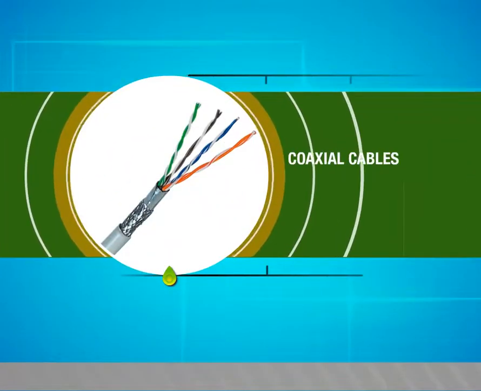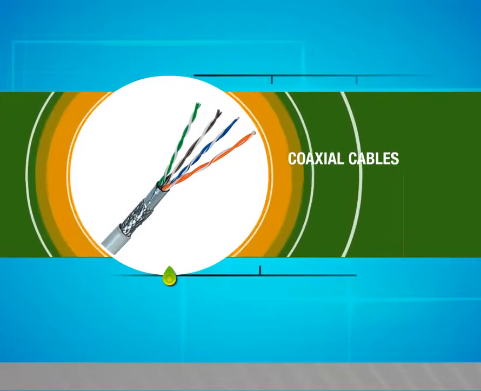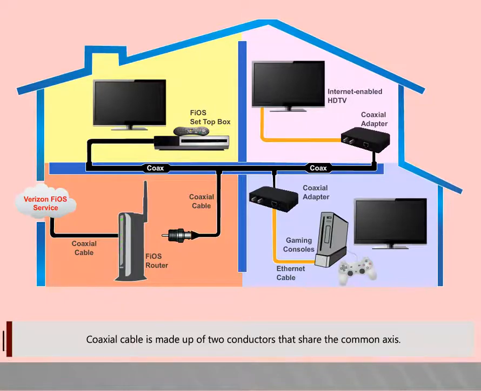Coaxial cables. In this video, we are going to see about coaxial cables. Coaxial cable is made up of 2 conductors that share the common axis.